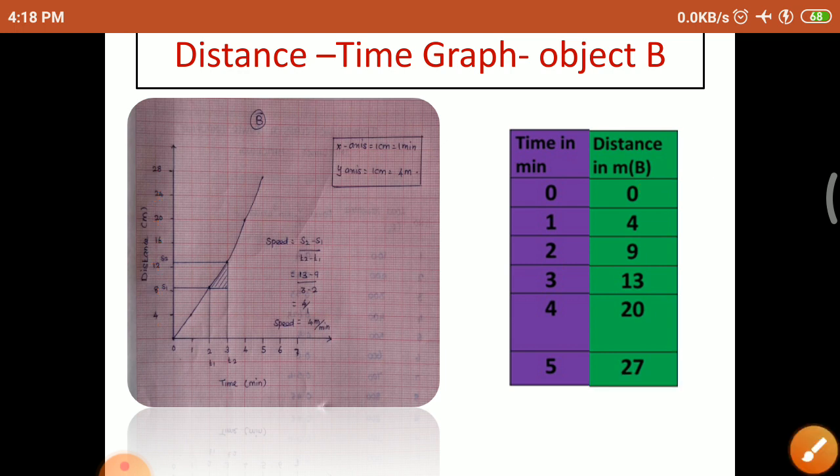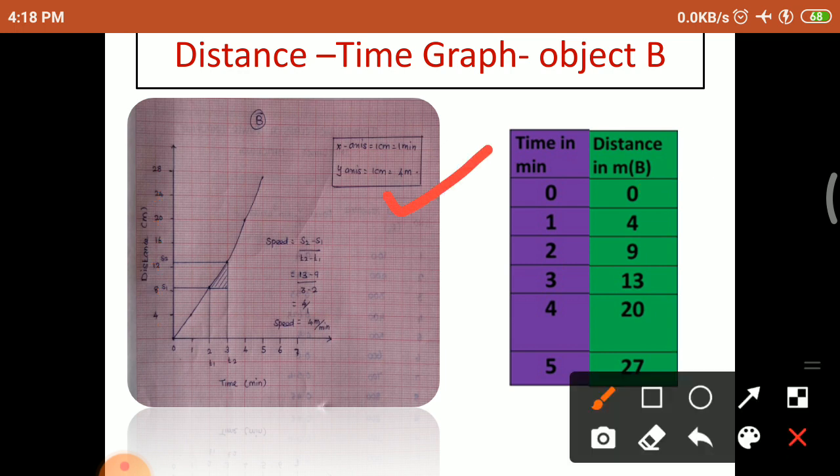Now you have to write the scale. On the x-axis, 1 minus 0 is 1, 2 minus 1 is 1, 3 minus 2 is 1. So on the x-axis, 1 centimeter equals 1 minute. On the y-axis, see 4 minus 0 is 4. 8 minus 4 is 4. 12 minus 8 is 4. So 1 centimeter equals 4 meter.